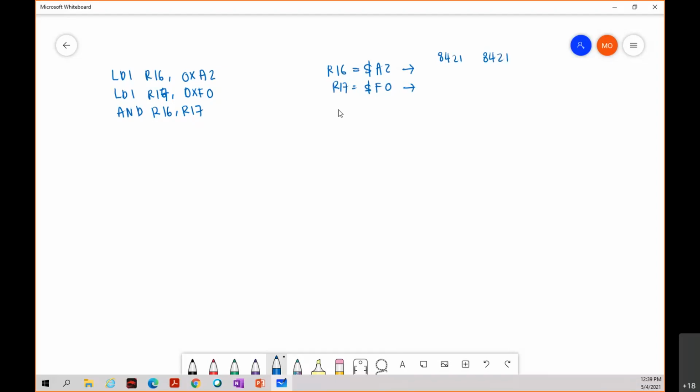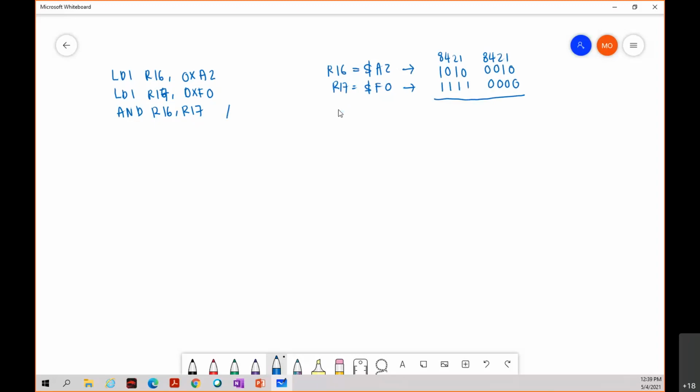So A is actually 10, so 1 0 1 0. And 2 is 0 0 1 0. And F is actually 15, 1 1 1 1, and you have 0 0 0 0. Now you're going to do the logical AND and put the result to R16.